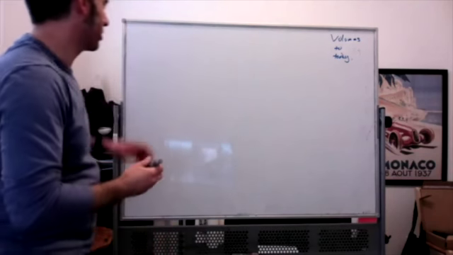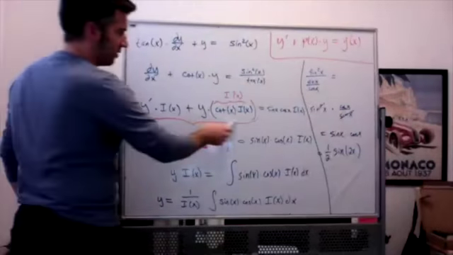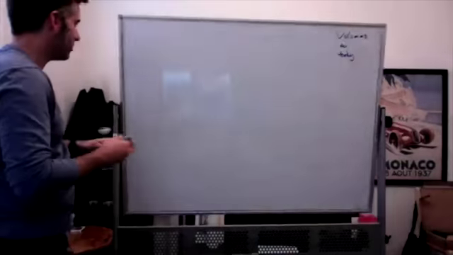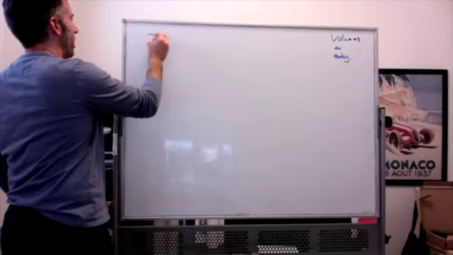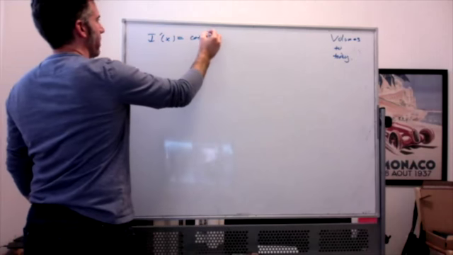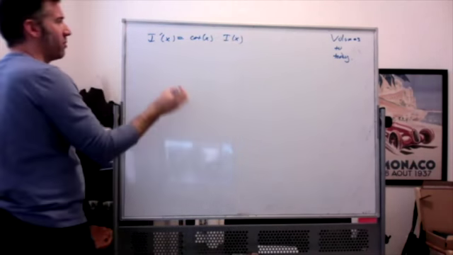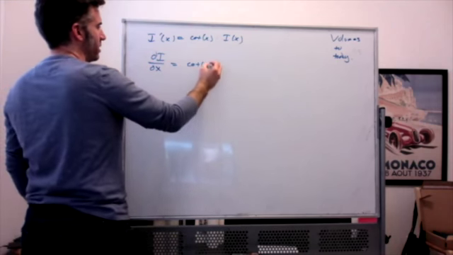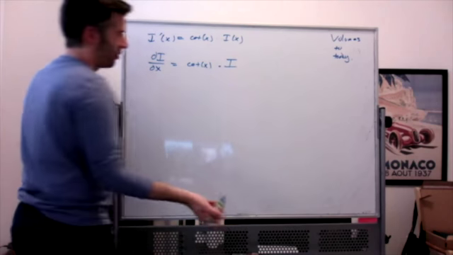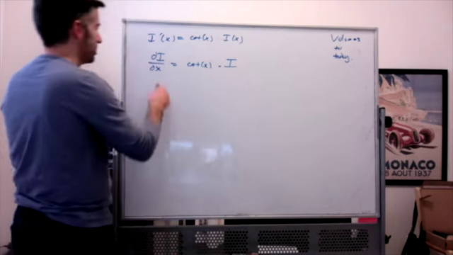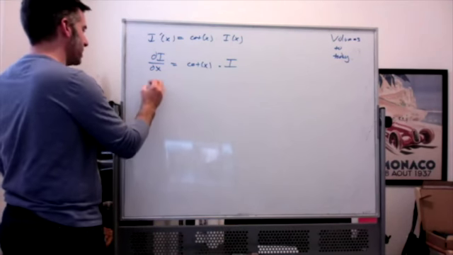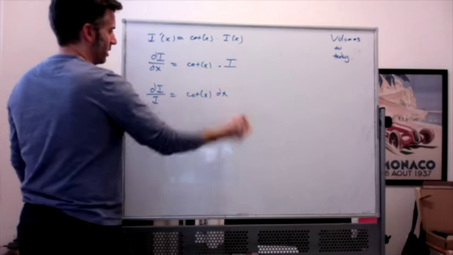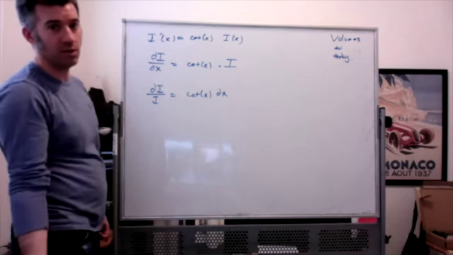So we're trying to solve this differential equation. I prime is equal to cotangent of x times I. So I prime of x equals cotangent of x times I of x. Or preferably, di dx equals cotangent of x times I. Then I'm going to separate variables. I'm going to have di over I equal to cotangent of x dx.